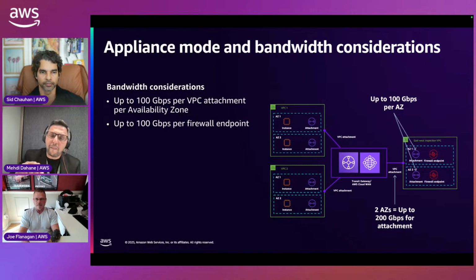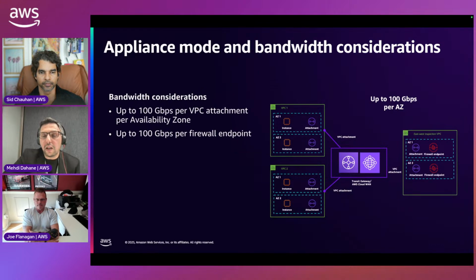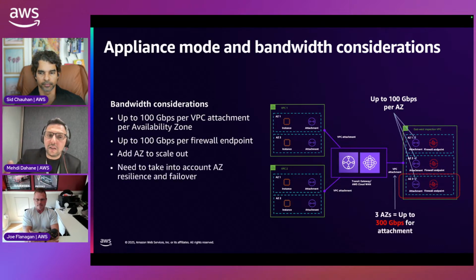That is a lot of bandwidth, right? But I guess in some cases, in very large deployments, some customers might feel that they need more, if you've got thousands of VPCs on the left all trying to get inspected in one VPC on the right. So the way to scale up bandwidth is you could add another AZ, and that will add another 100 gig, and then your attachment will get up to 300 gig, and so on. And because you have appliance mode enabled, appliance mode will ensure that traffic is evenly distributed across different AZs in your inspection.